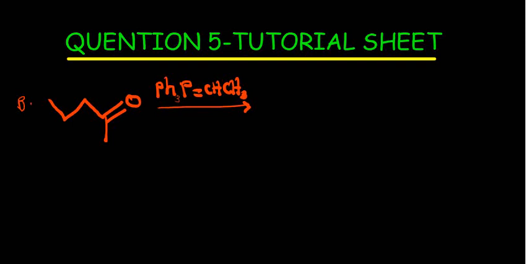So we're making a continuation from the previous question that we did. We're still maintaining question 5, tutorial sheet 1. So we're looking at the second question, which is part B. So we're going to finish the rest of the parts. We're looking at part B, then part C, and then the rest of the questions.